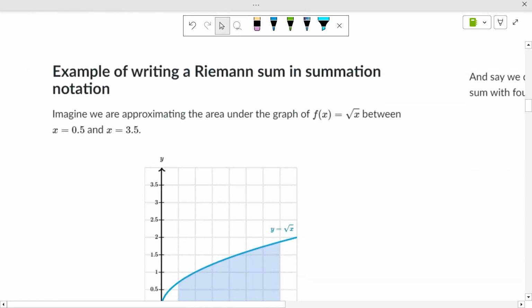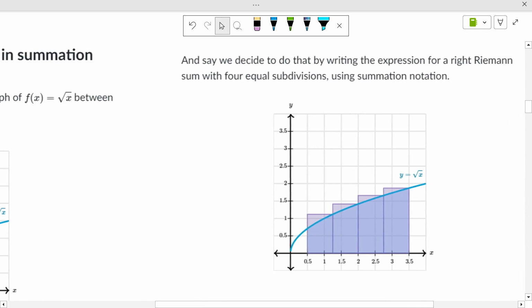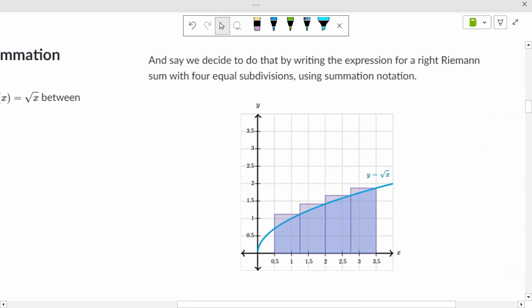Okay. All right. So here's an integral, and we want to approximate the area underneath that function from 0.5 to 3.5 using Riemann sums. So if I decide to use a right Riemann sum, my rectangles will look like that. Okay? This is a right Riemann sum with 4 equal subdivisions. Now, I wouldn't choose 4 equal subdivisions if it was up to me.